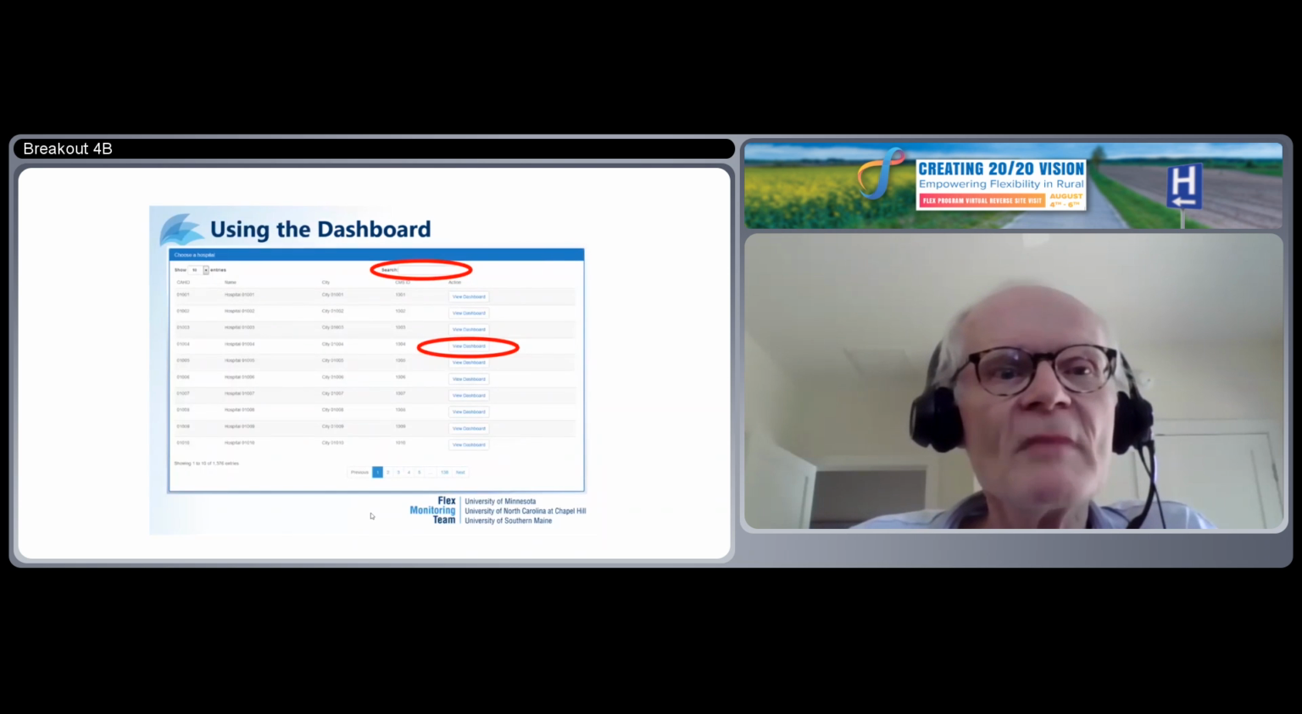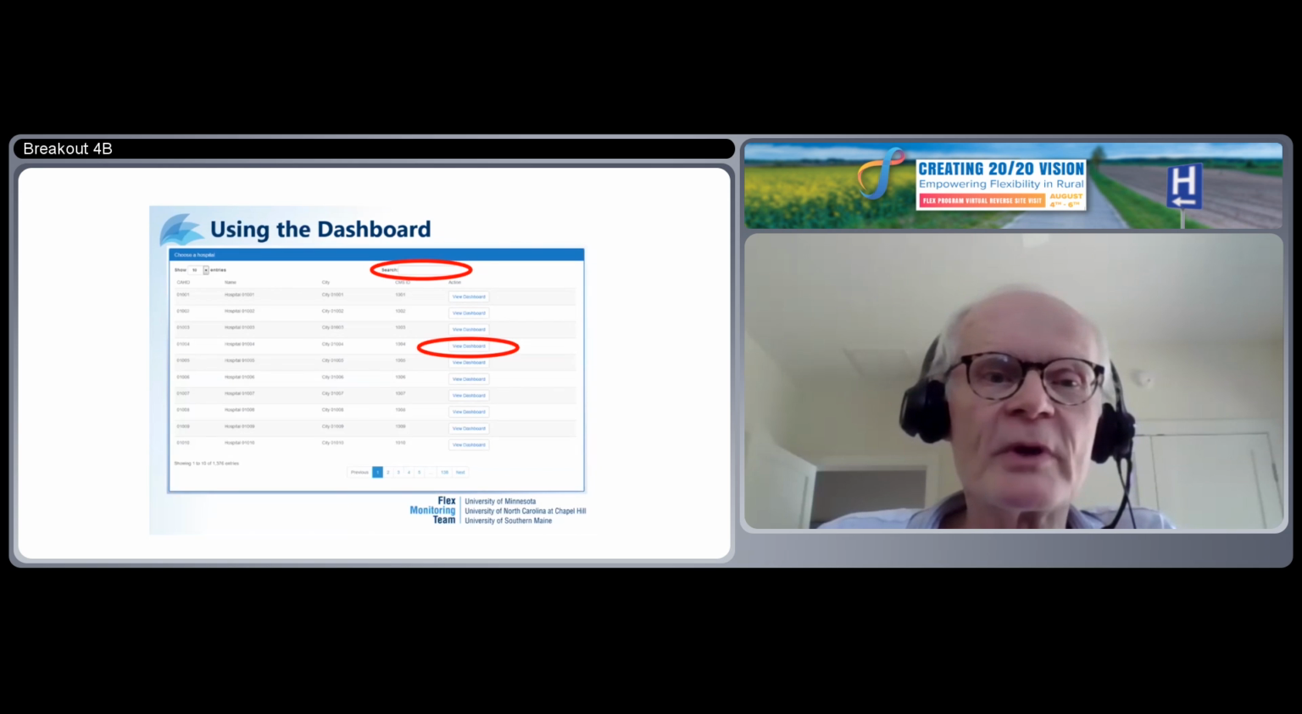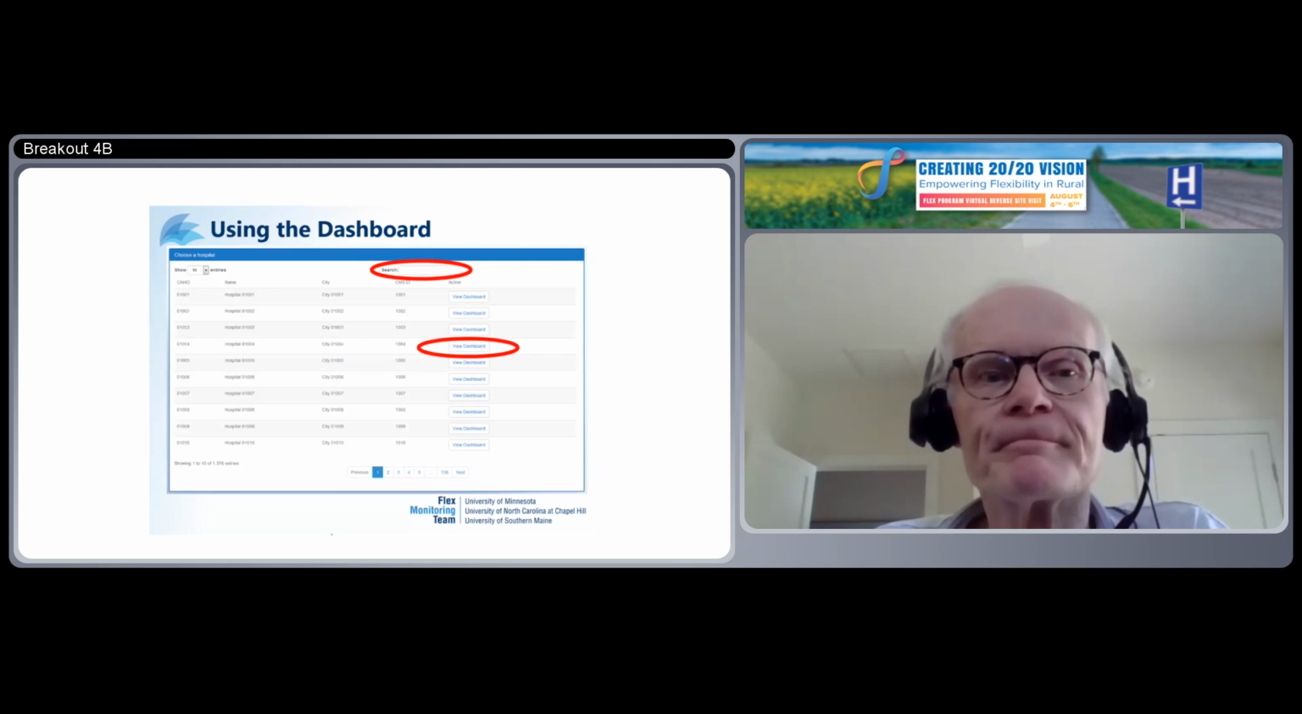Next slide. Using a dashboard, you can see each hospital that is listed in your state will be listed there. So all you have to do is push the dashboard for that one hospital, and the screen that I just showed you will come up.